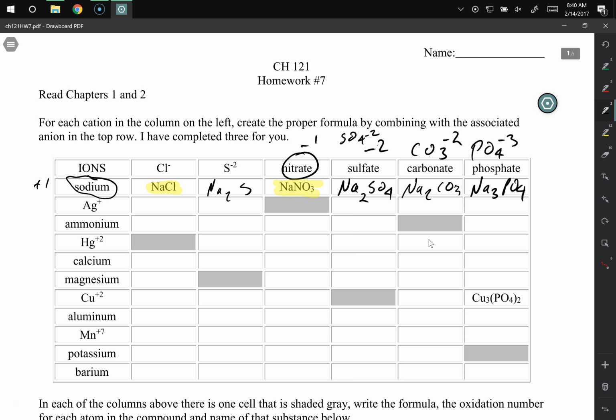Okay, I have a question. Yeah. Since there's more than one sodium in the last column, they don't get the tri or di. When do we use the mono, di, tri, up to deca prefixes?